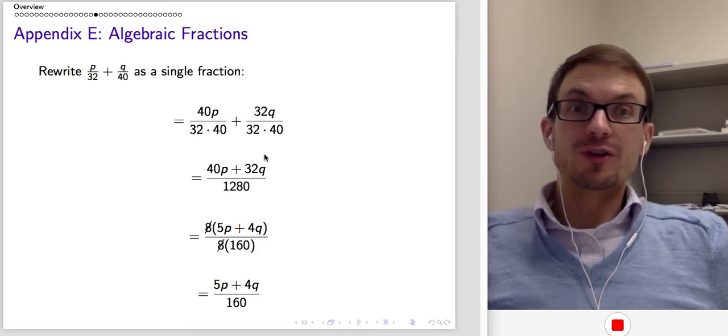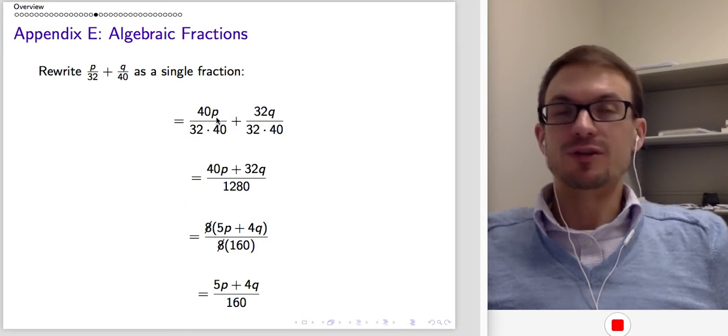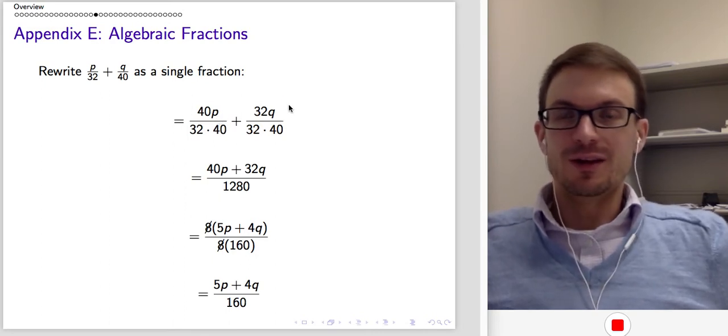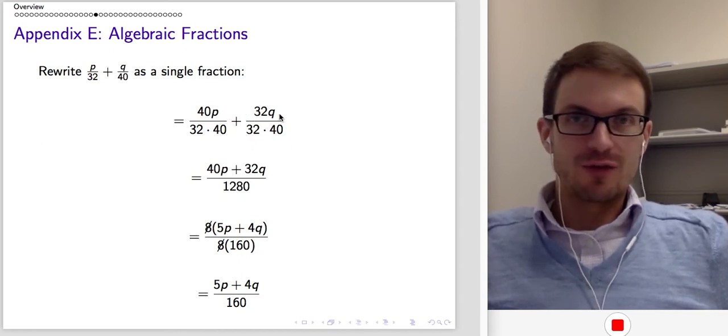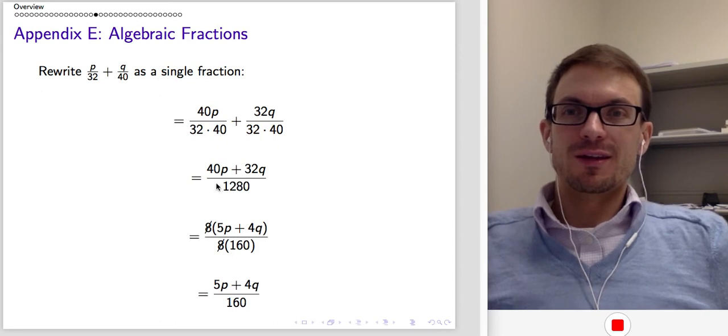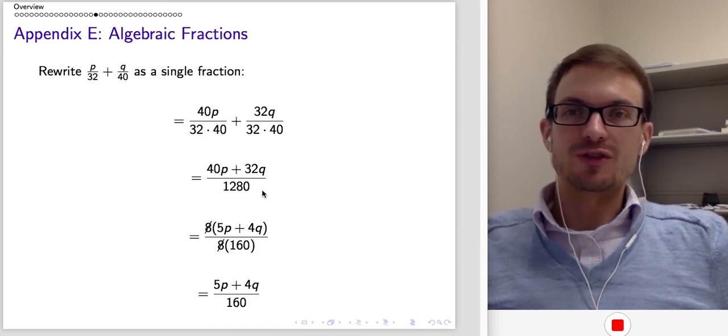What did we really do? Well, we multiplied the left one by 40 over 40. That's legal because 40 over 40 is just 1. We multiplied the right one by 32 over 32. Again, that's just a clever way of writing 1. And then we can add the numerators. Here I've written the denominator as its product, right? 32 times 40 is 1280.